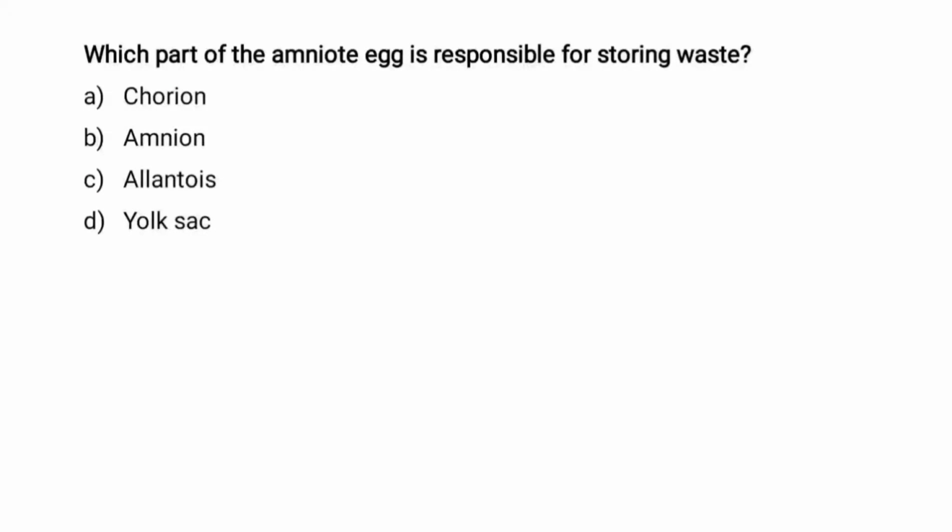Our next question is, which part of the amniote egg is responsible for storing waste? In a typical amniote egg, the amnion keeps the embryo from drying out, so it is critical to living on land. The allantois stores waste from the embryo and also fuses with the chorion to form the chorioallantoic membrane, which carries oxygen and carbon dioxide to and from the embryo just like a lung. So our correct option will be option C.